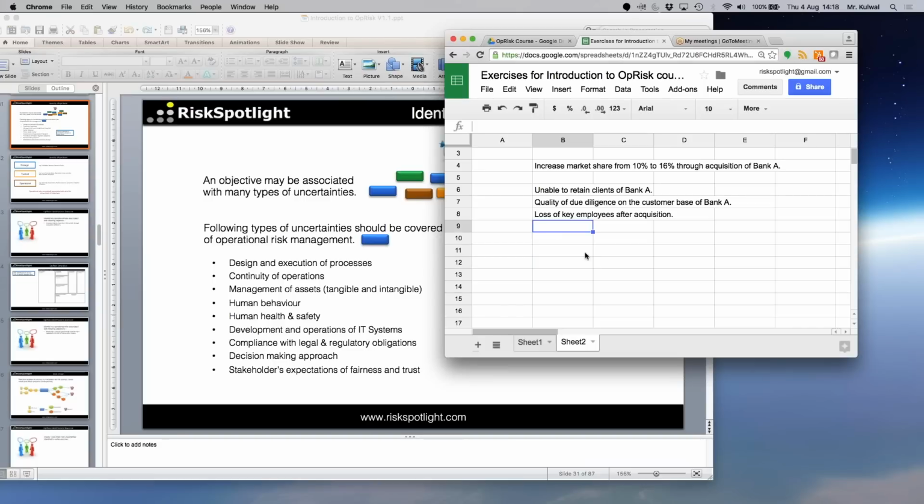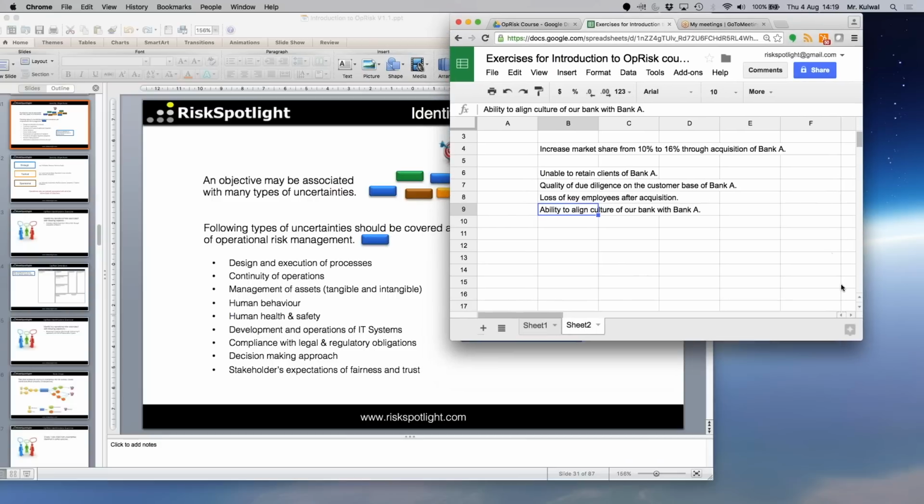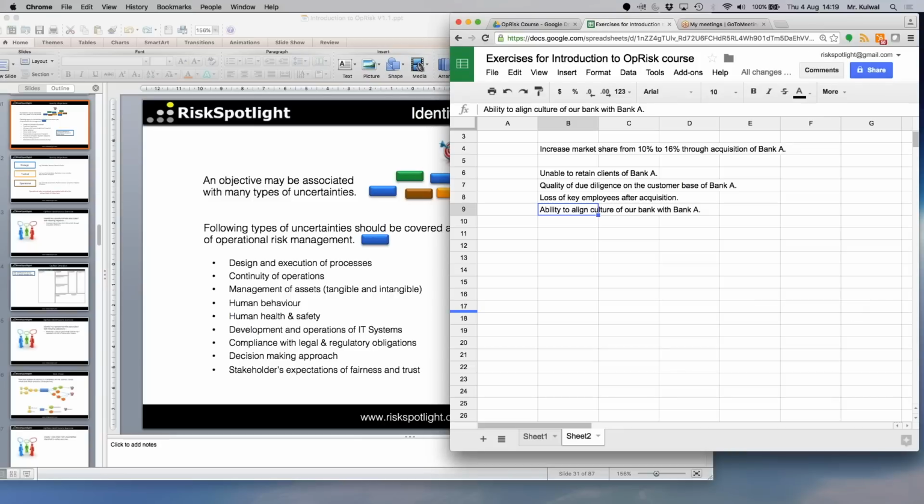So there is the cultural barrier. So ability to align the culture of our bank with Bank A. Yeah, so if customers were used to a certain way in which they interacted with the bank staff because of the culture of Bank A, and then those customers start interacting with our employees and our culture, and they see a big difference, then customers may not like the changes they are seeing, and that may result in impact on that objective.